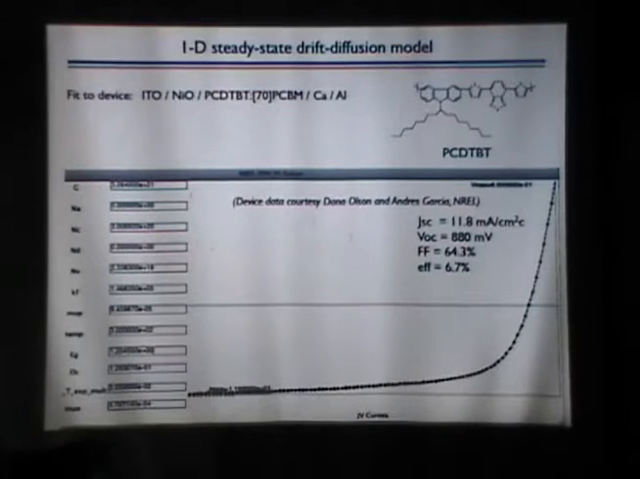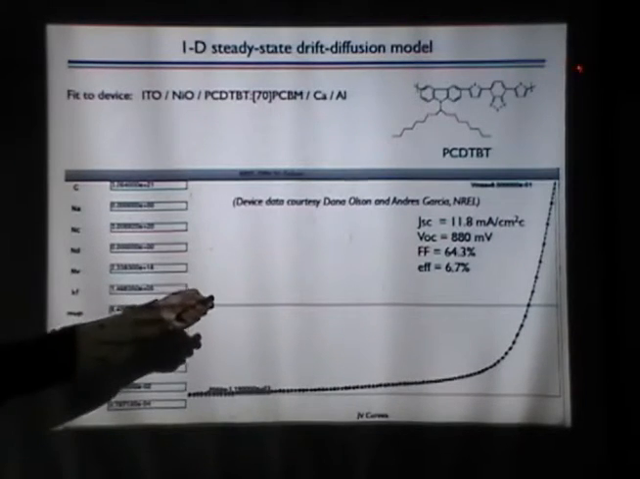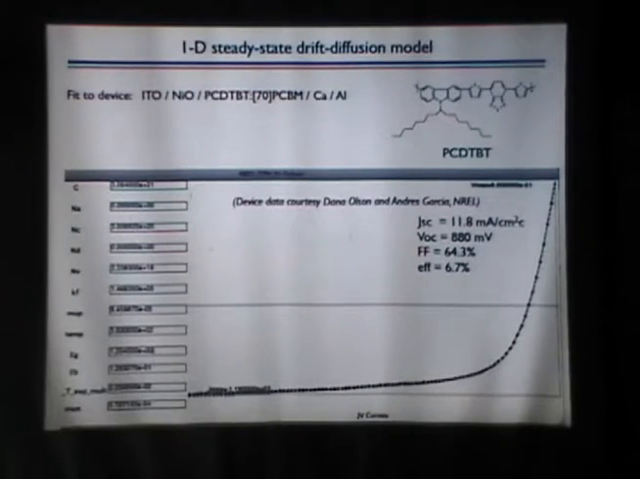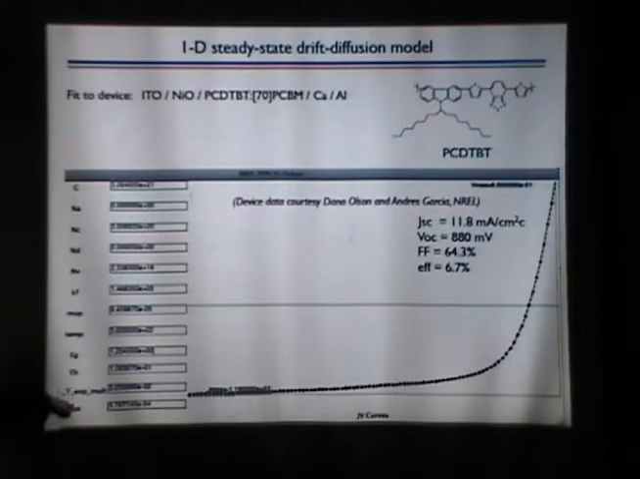So, okay, we can model the JV curves. Here is a fit to this PCBTBT material. This is data that was made at NREL. This was a device that was close to 7% efficiency. And we have a whole host of input parameters that we put into the model. There are like 11 different parameters.